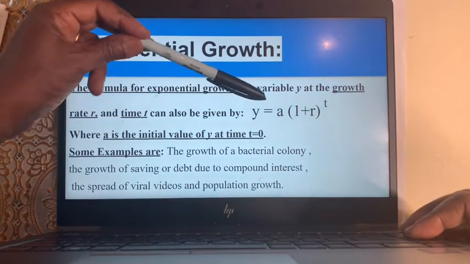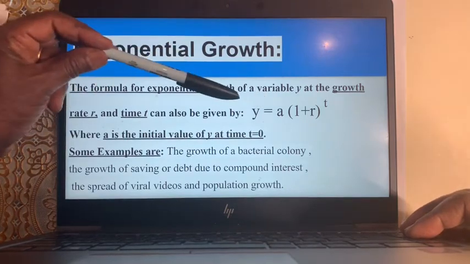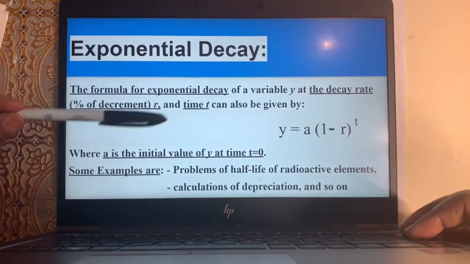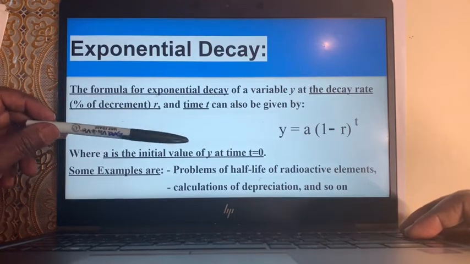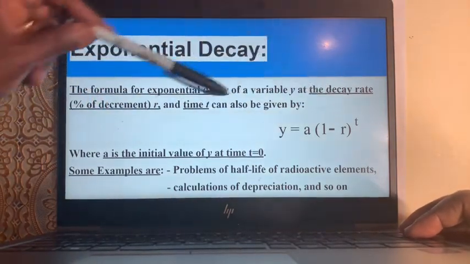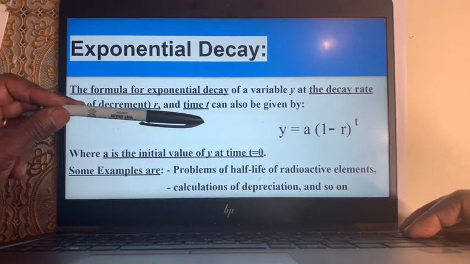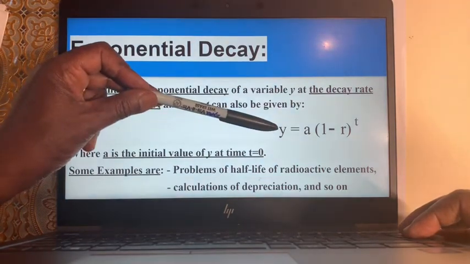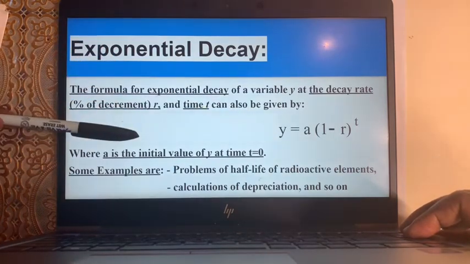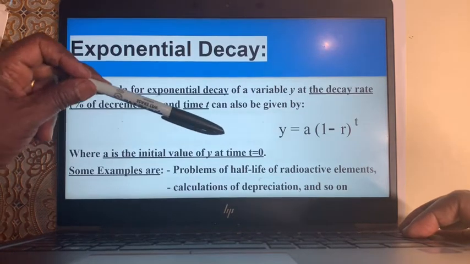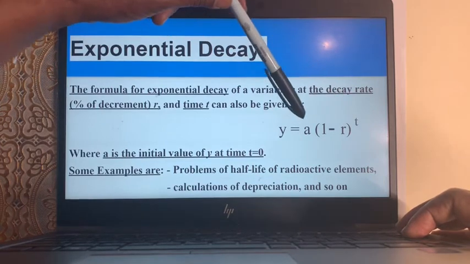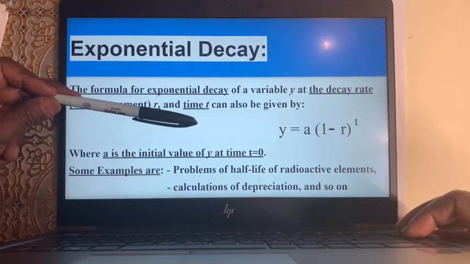Likewise, we have the exponential decay formula. The formula for exponential decay of a variable y at the decay rate r, or percent of decrement r, with time t, is given by y equals a times 1 minus r to the power of t, where a is the initial value of y at time t equals 0. When t is 0, 1 minus r to the power of 0 is 1, so you get the y-intercept, or the starting value a.